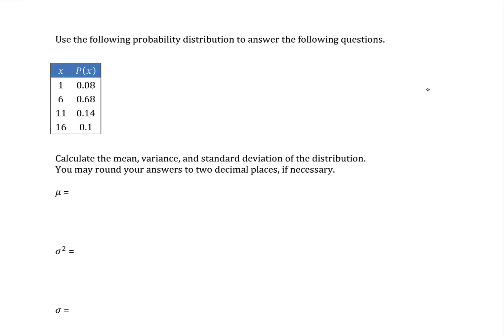Use the following probability distribution to answer the following questions. Calculate the mean, variance, and standard deviation of the distribution. You may round your answers to 2 decimal places if necessary.